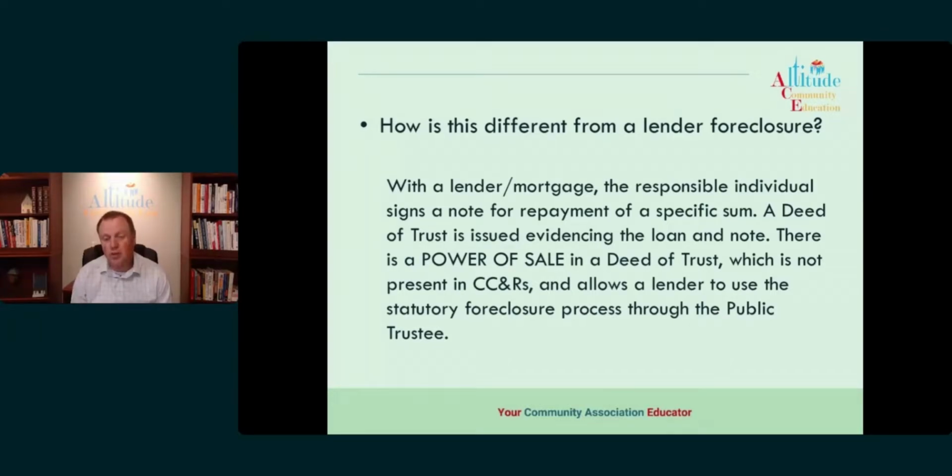So what happens is the bank tells the public trustee, by filing certain paperwork, that the owner is delinquent. The public trustee then begins the foreclosure process pursuant to that power of sale in the deed of trust. This power of sale is not something that's contained within the CC&Rs of an association, nor is it something that is contained in CCIOA. So that's why the banks have the ability to move forward in a quicker, faster manner, and why the association has to go through the more cumbersome judicial foreclosure process.